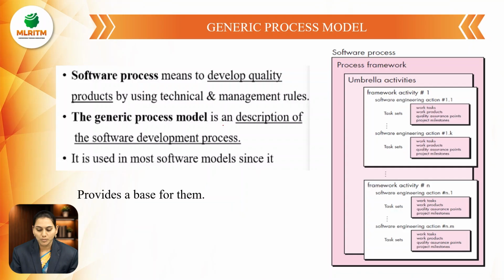The generic process model is a description of the software development process. We have different types of process models: waterfall model, RAD model, V model, incremental model, etc. All these process models are used to develop the software product, so it is the base for all process models. The generic process model includes two activities: process framework and umbrella activities.